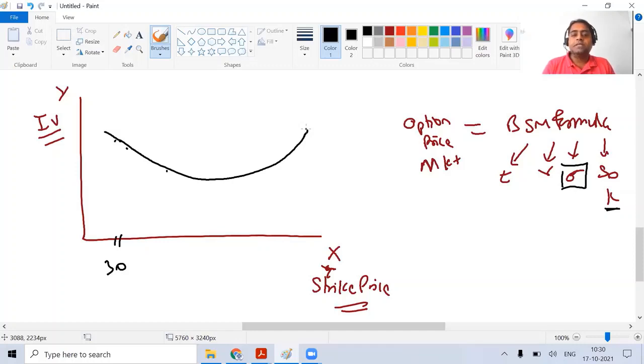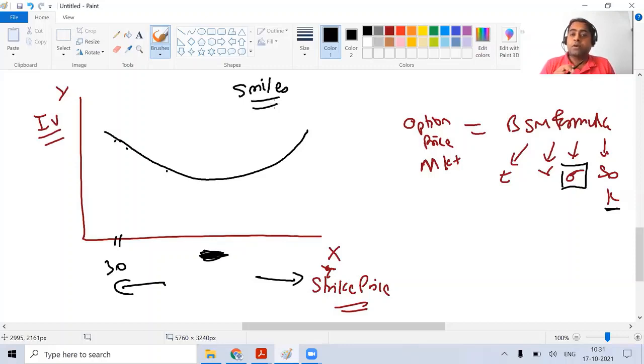Which basically means the implied volatility is very low over here, but as we move towards this part and this part, implied volatility increases. That is why it is named a smile, because it looks like a smile. This is generally for your currency product.